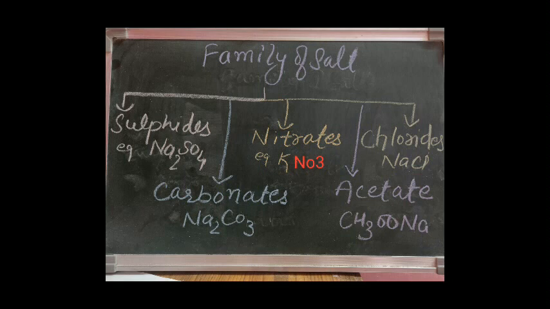There is another family of salt, that is the acetate family, and here the salts are obtained from acetic acid, as you can see in the example of sodium acetate. Chlorides are the family of salts which are obtained from hydrochloric acid. The example is common salt. Carbonates are the family of salts which are obtained from carbonic acid. Examples are sodium carbonate and calcium carbonate.